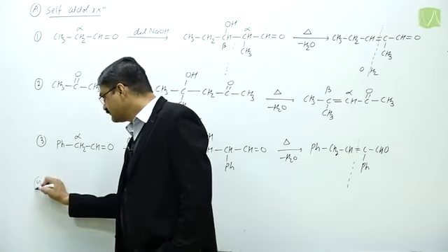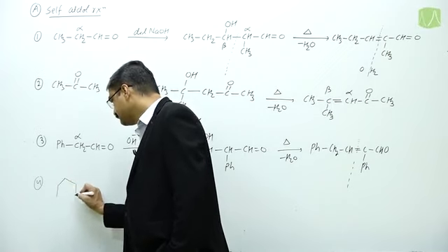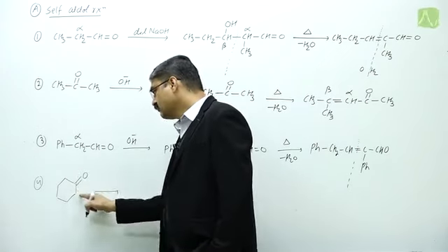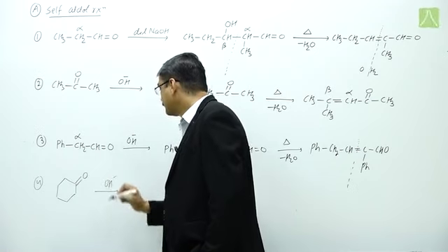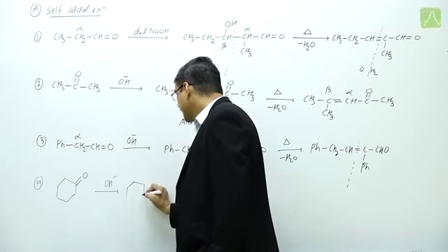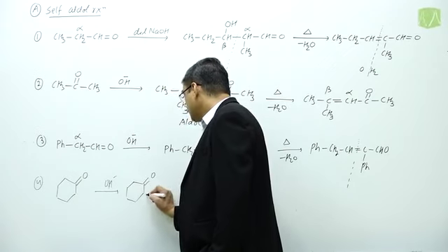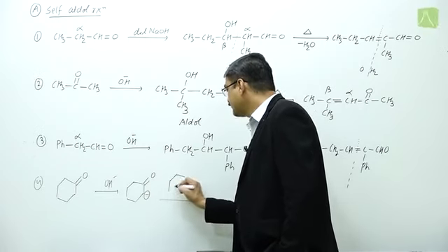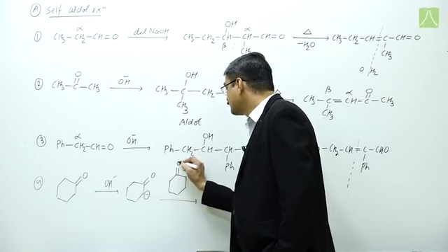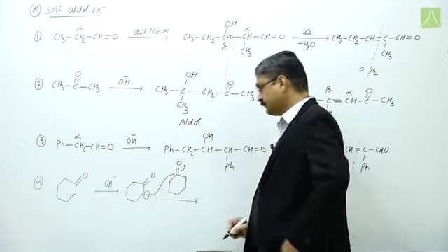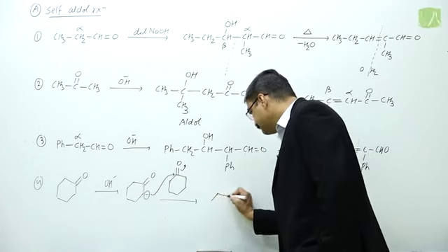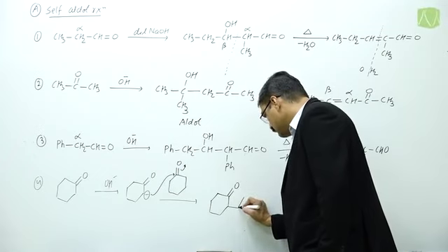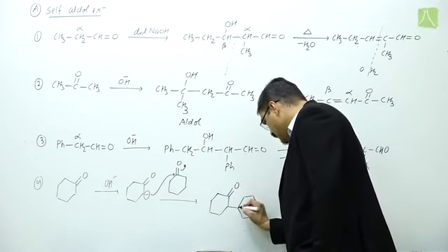Now in the fourth example, suppose I take the cyclic compound. This is cyclohexanone. So there are 4 alpha hydrogen atoms. So first I remove the alpha hydrogen. This is the nucleophile. Now in the second step, this nucleophile adds to the C=O double bond. After adding this, we can write like this.